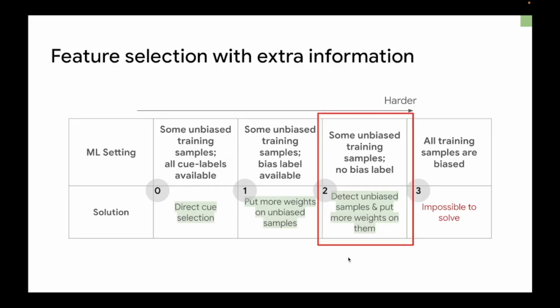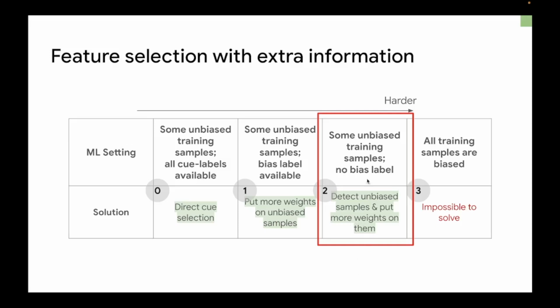So that was the method for doing debiasing when there are some unbiased training samples and attached bias labels. So you basically know which ones are biased samples. And now let's jump into the case when you have some unbiased training samples as before, but there's no bias label or whatsoever. What can we do in that case?